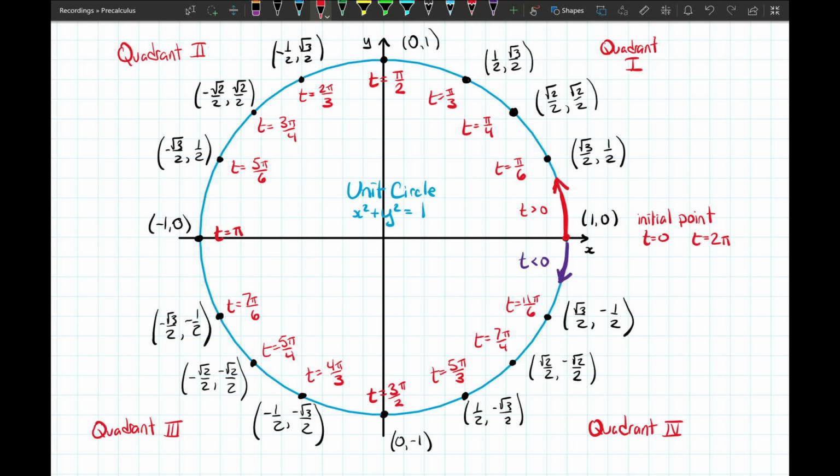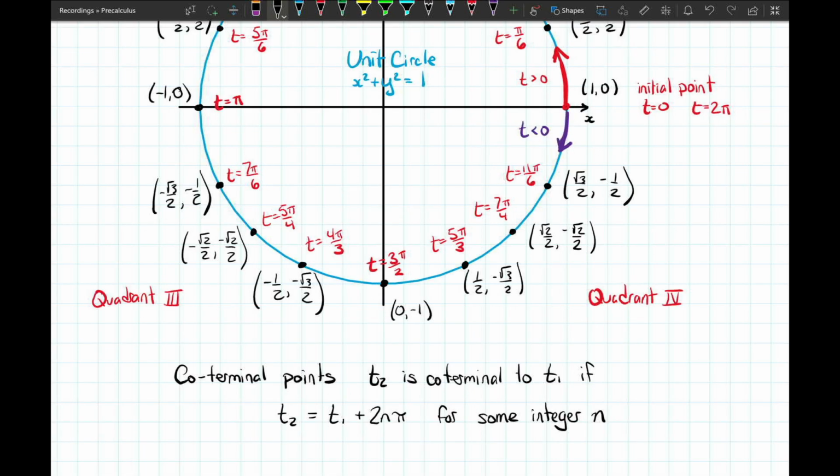Well, let's suppose that I wanted to travel a distance of 13 pi over 6. That would simply be 12 pi over 6, which gives me a full rotation, plus one more pi over 6, and that's going to leave me at the same terminal point as pi over 6. We say that these points are coterminal. We say that two points are coterminal if they differ by some multiple of 2 pi.